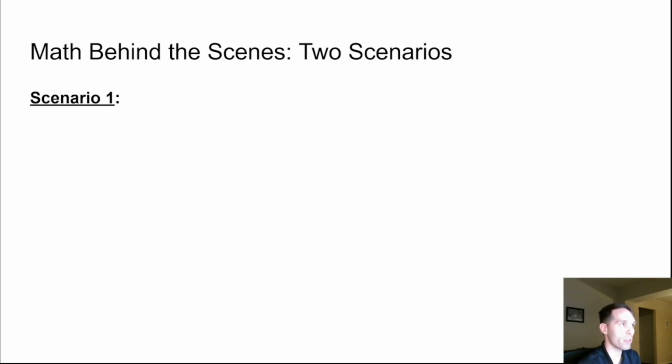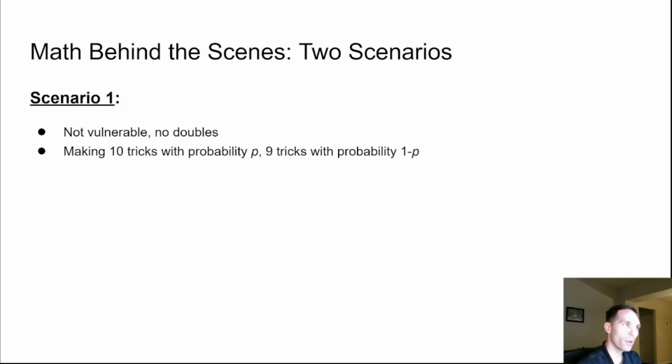So the first scenario is going to be a very simple one. It's something that we've more or less already talked about. No one's vulnerable. No one's going to be doubling. We're going to make 10 tricks in a major suit, so game, with probability P, and therefore we're going to take 9 tricks with probability 1 minus P. So there's 2 possibilities. We either take 10 tricks, game makes. We take 9 tricks, game is down 1. And these are the only 2 options.